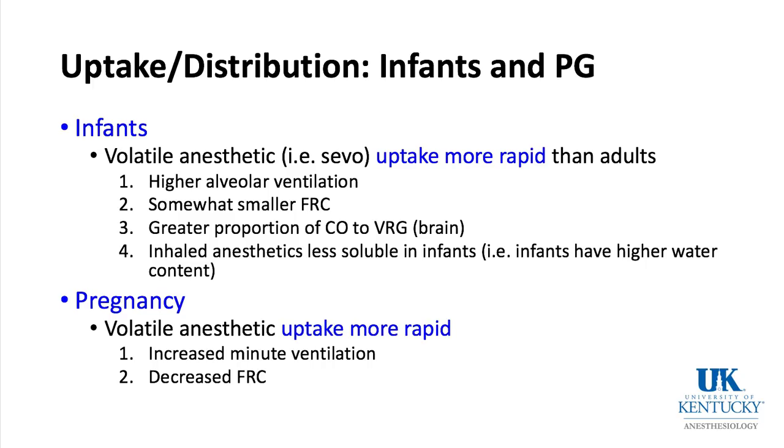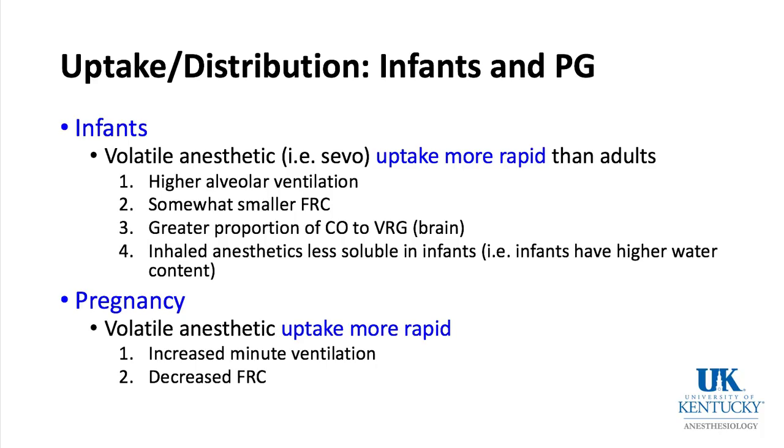Uptake and distribution, some special situations, infants and pregnancy. Both infants and pregnancy speed the uptake. In infants, why is the uptake more rapid? One, they have a higher alveolar ventilation if they're breathing spontaneously. They have a somewhat smaller FRC, not a lot, but a little bit per kilo less.